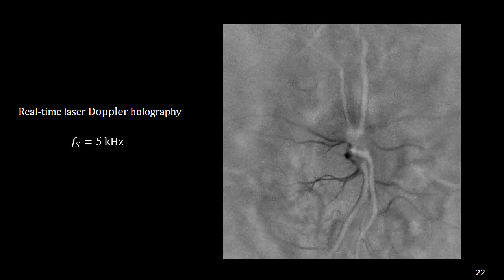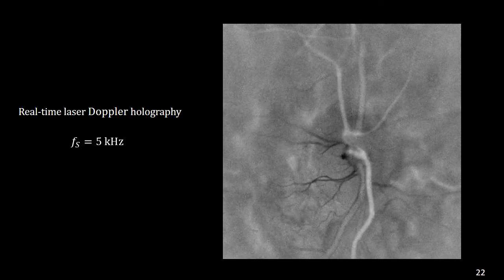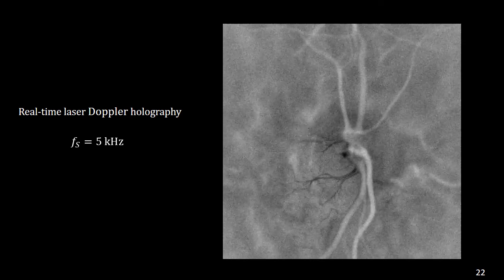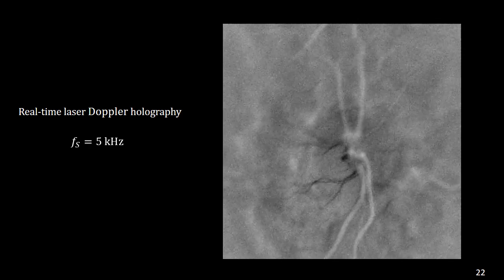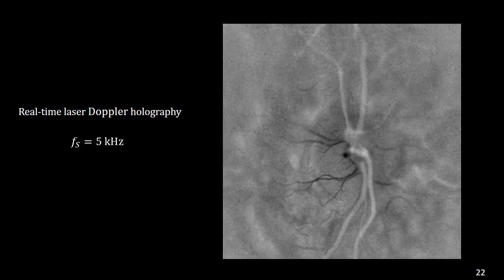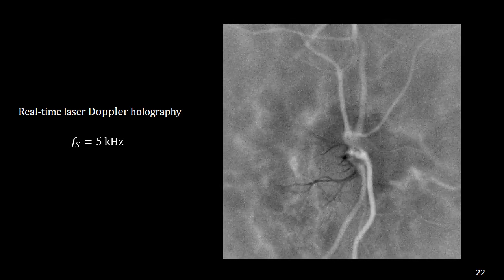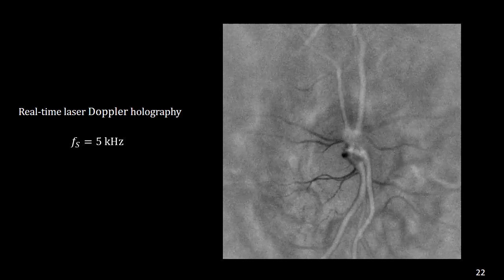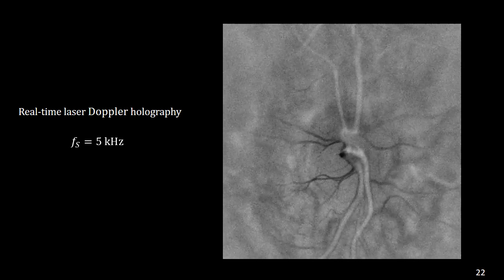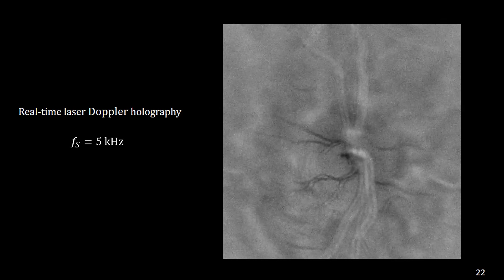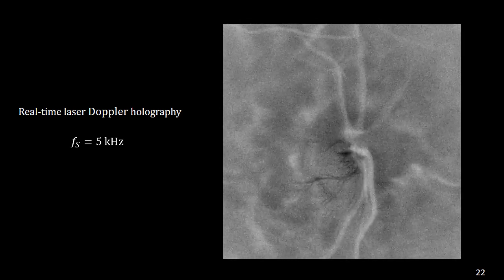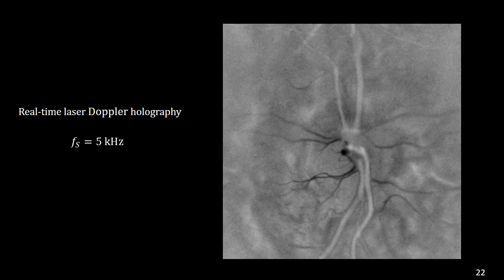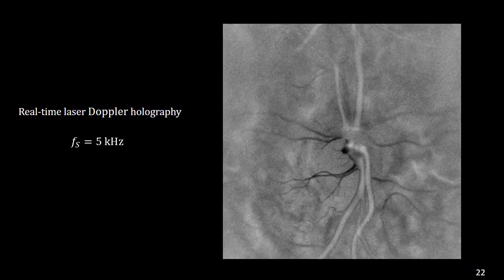And to finish, here is an example of what can be achieved in real time with Doppler holography to this day. It's at 5 kilohertz, which is not quite enough to properly capture the blood flow variations over cardiac cycles, but it's starting to show something very, very nice. And I imagine that in the coming year, we will be able to have something that works in real time.